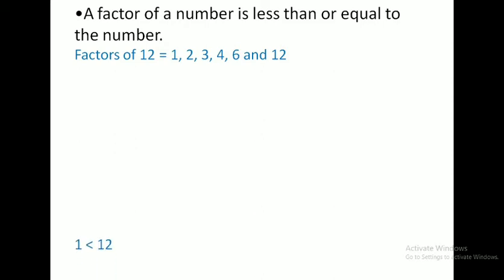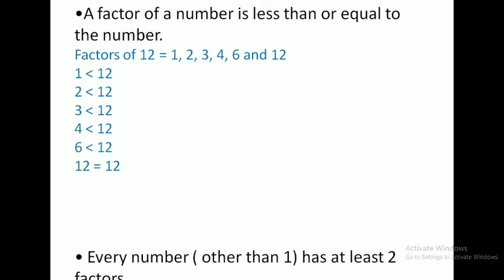Note that the factor 1 is less than 12 and the factor 2 is also less than 12. Same way, factor 3 is less than 12. Factor 4 is less than 12. Factor 6 is less than 12. And the last factor, factor 12, is equal to 12. That is the number which we have taken. Thus it shows that a factor of a number is less than or equal to the number.